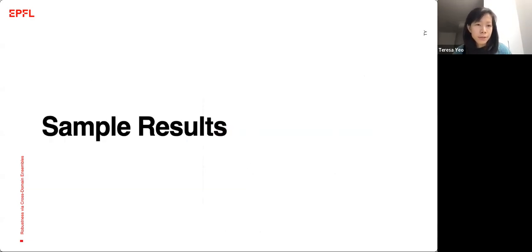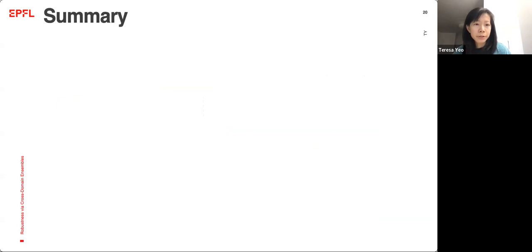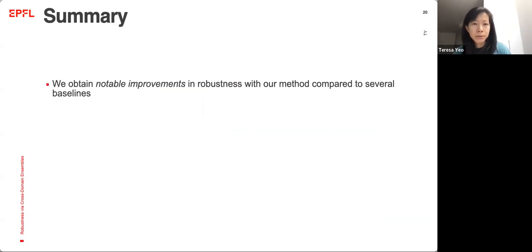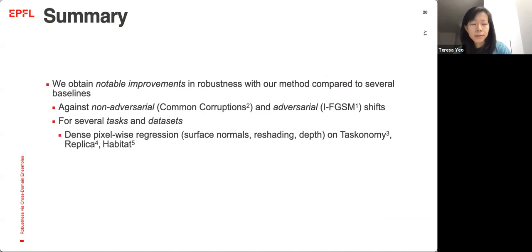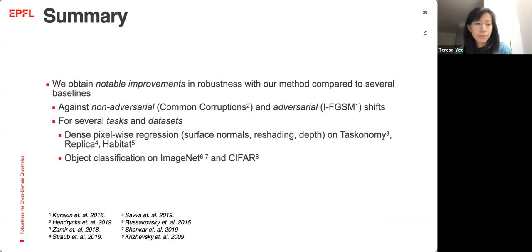So now let's look at some results. This is a summary. We obtained improvements in robustness compared to several baselines under non-adversarial shifts and adversarial ones, for several tasks and data sets, like regression on Taskonomy, Replica and the Habitat dataset, and classification on ImageNet and CIFAR.